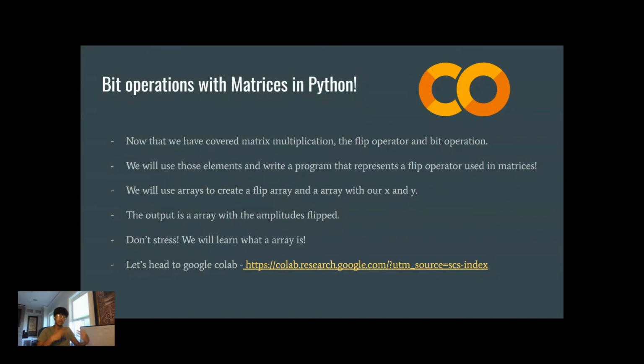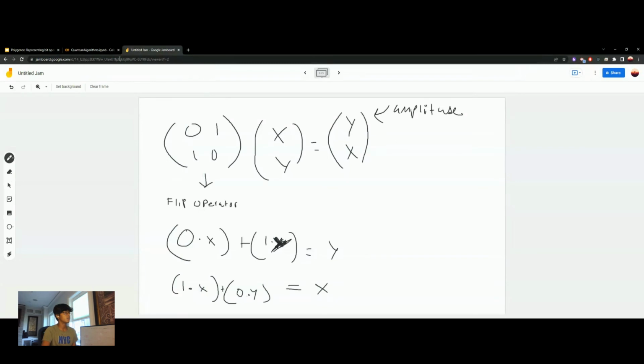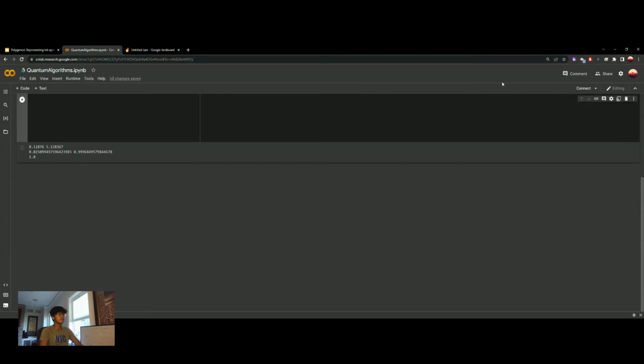Don't stress, we're going to learn what an array is. If you need to, follow this link over here to open your new Colab, but I already have my Colab set in my tabs. Back over here, these will be our two separate matrices. We will have our flip operator matrix right here, and then our x and y amplitude matrix right here, and our output is trying to get the flip of y and x. So these are going to be our two separate arrays.